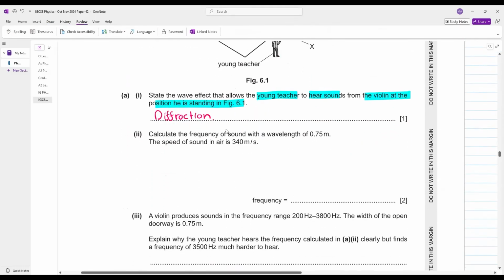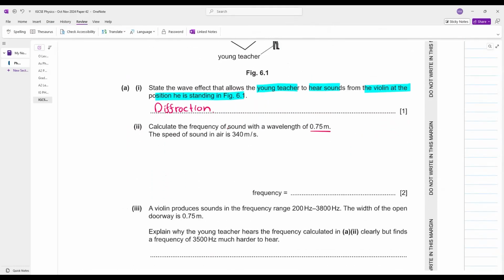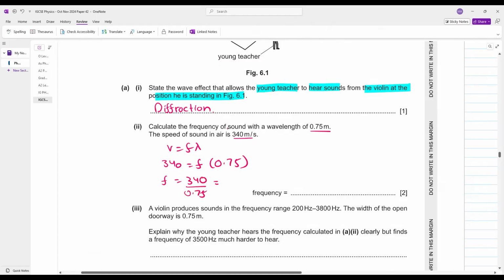Calculate the frequency of a sound with a wavelength of this. The speed of sound is this. You will apply v equals f lambda. Velocity is 340. We have to find the frequency. Lambda is 0.75. Frequency will be 340 divided by 0.75. What does your frequency come out to be?